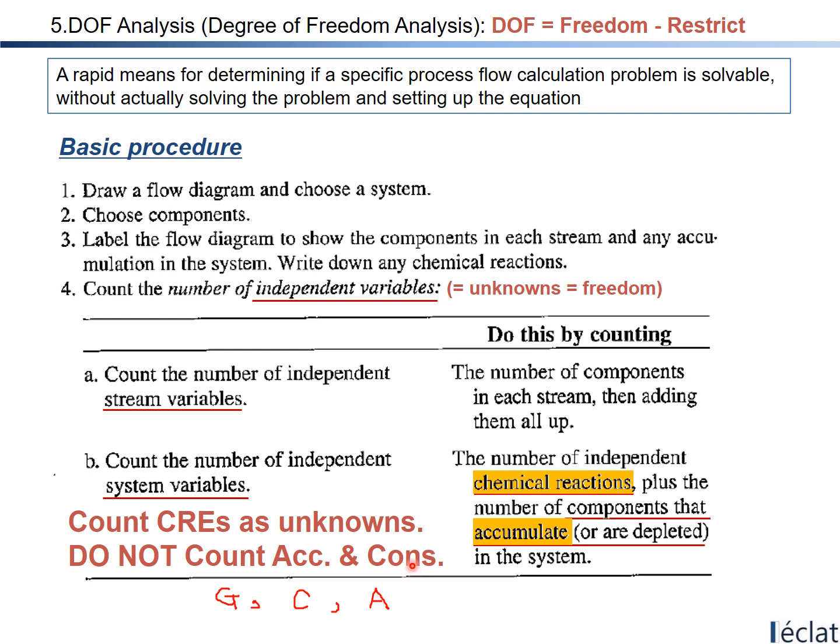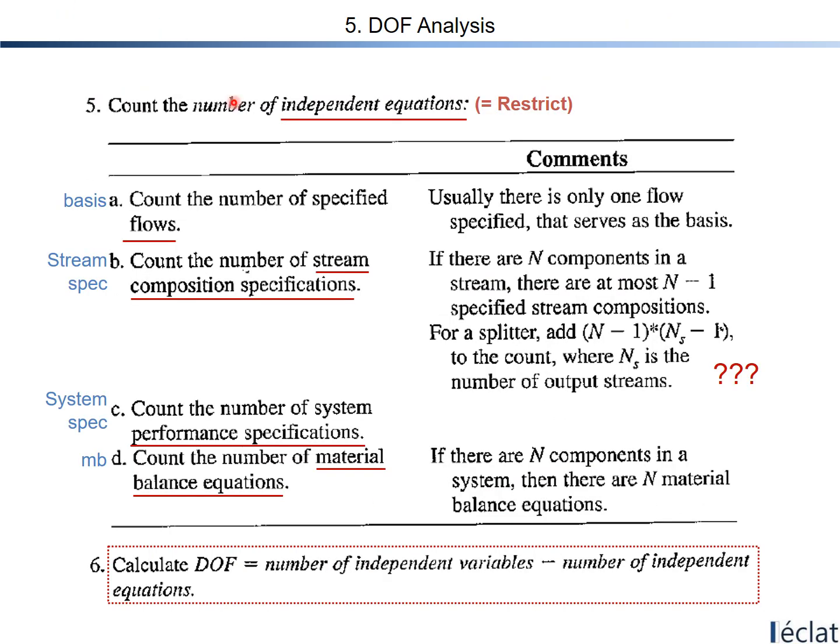You will learn about that from the following examples. You have counted the number of unknowns or variables in the previous slide. Then it's time to count the number of independent equations or independent restricts.